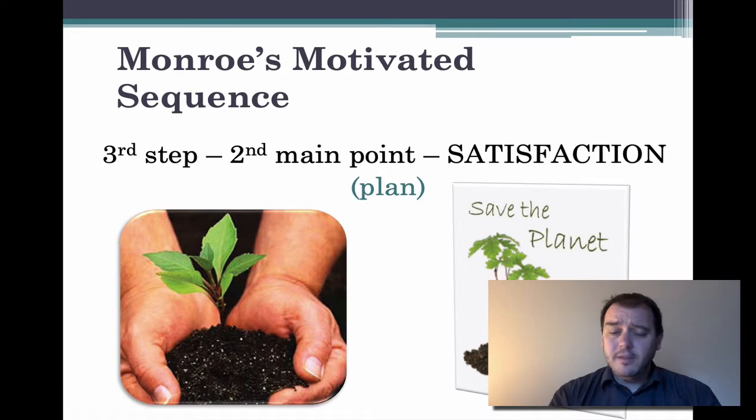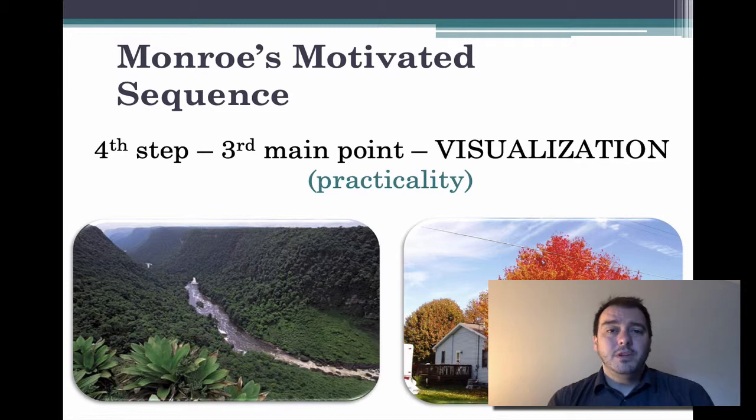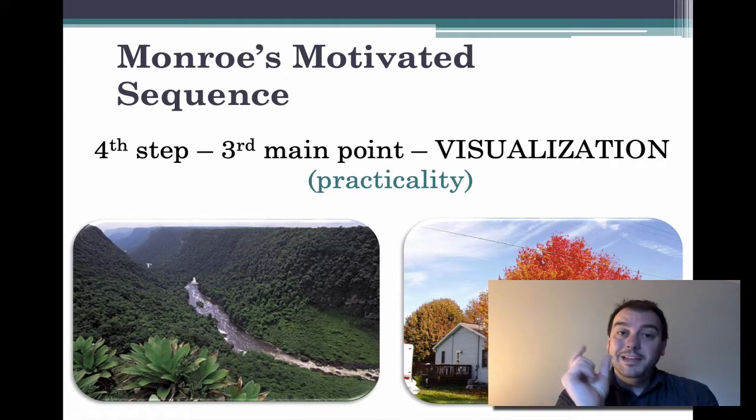So here's the thing that really sets Monroe apart. The fourth step, the third main point. He puts in this visualization step, which is an added practicality step. And I'm not saying show people pictures, but of course we're going to be working with PowerPoint, so you can. What I'm saying here is we help the audience to visualize what life will be like if we go and do this thing. So we'll go back to the dishwashing detergent example, where the family had the very ugly dishes at the very beginning. This is the point where you show everybody the clean dishes.